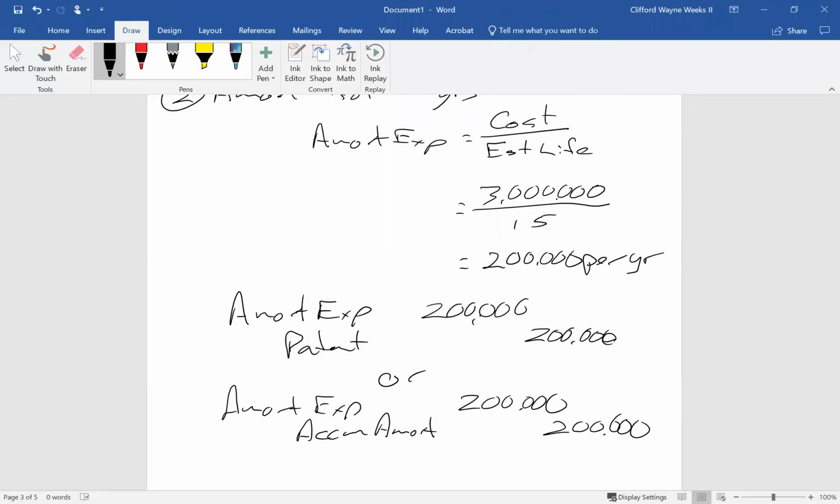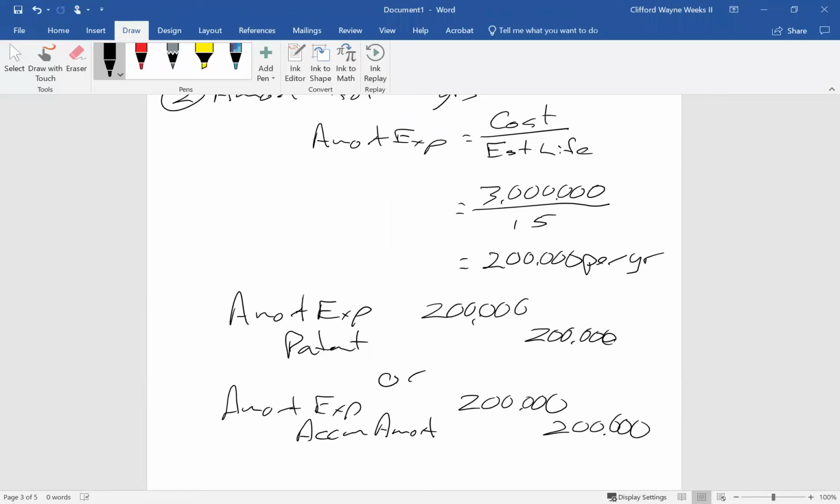And so I want you to know that amortization, all that means is that we're spreading it out. To amortize something is to spread something out. So you need to know that depreciation is a form of amortization. Depletion is a form of amortization. And so obviously amortization is used for patents as far as the terminology.